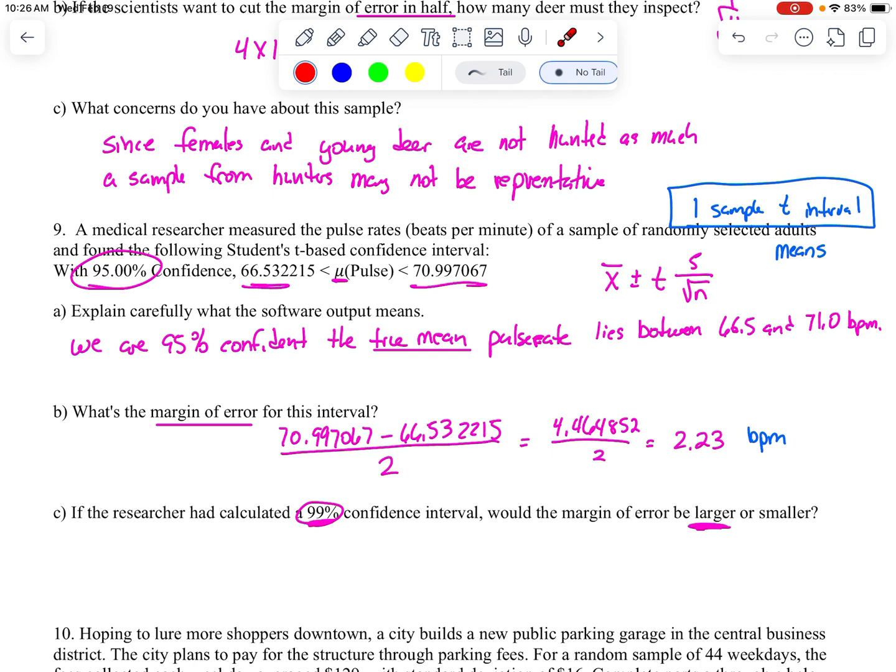And then lastly on the question is, if the researcher had calculated 99, now pay attention to the problem that you get. I am going from 95 to 99. So I am becoming more confident. In order to be more confident that I captured the true mean, I'm going to have to make my interval wider. Therefore, to make my interval wider, my margin of error has to be larger. On your problem, you may end up shifting down. You may start with a 99 up here and come to a 90 here. In that case, your answer is going to be smaller because we're going to be less confident. So do pay attention to that when you're filling out your particular problem.